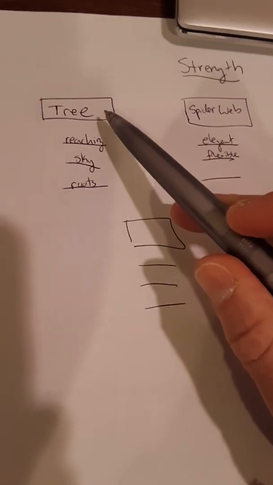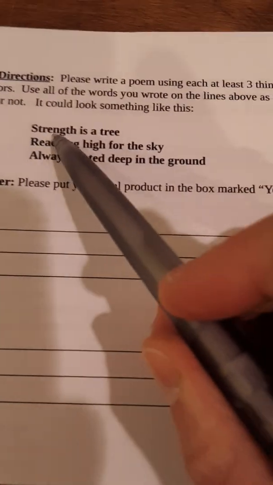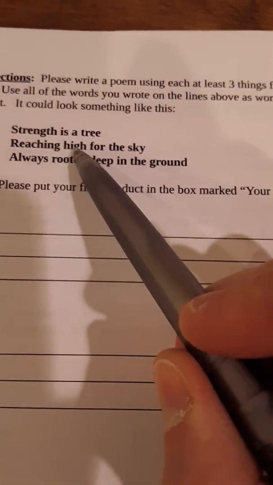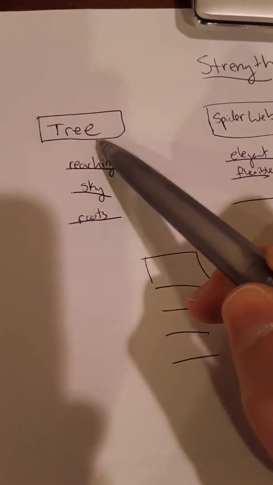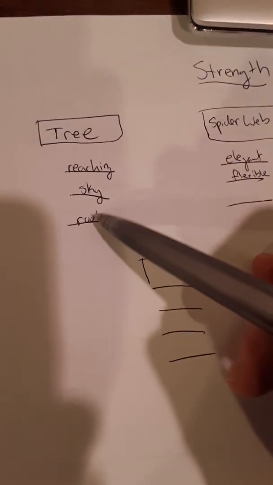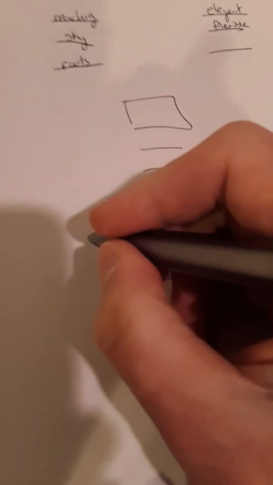Now we're on to this part. In this part, you just make your words into a poem. So what I would do is I would say, strength is a tree, reaching high for the sky, always rooted deep in the ground. See? Strength is a tree, reaching high in the sky, always rooted to the ground. So I would write that either right here, strength is a tree, etc., or I would just write it down here.